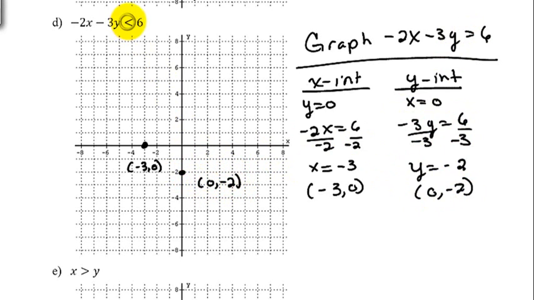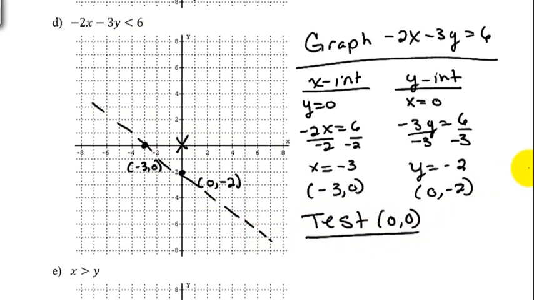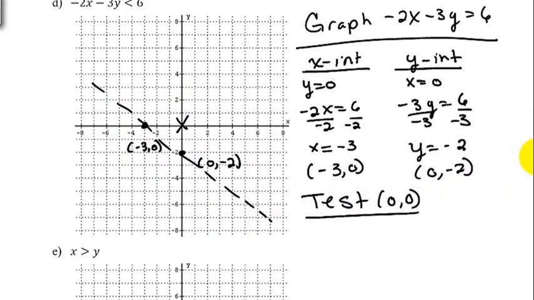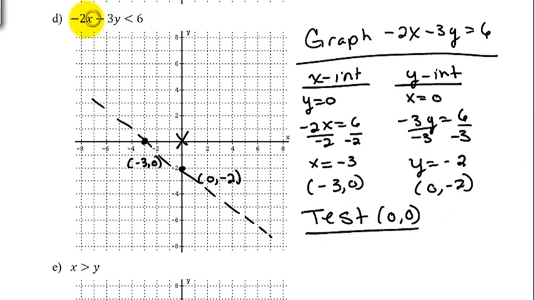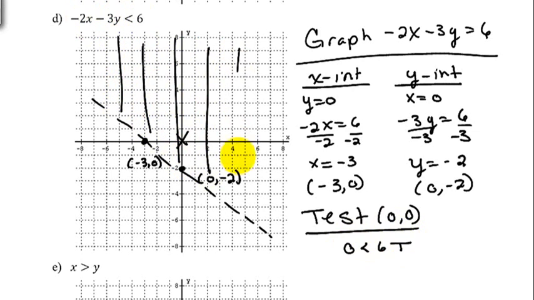This one's going to get graphed as a dashed line because there's no equal sign. And now we need to test a point. 0, 0 is not on my graph, so that's the point I'm going to test. So if we plug 0, 0 back up into our original inequality, if we plug 0 in for x, this term becomes 0. Plug 0 in for y, this becomes 0. So we get 0 is less than 6, which is true. And so we're going to shade this top part of the line here. So any points up here will give you a true statement in that inequality.